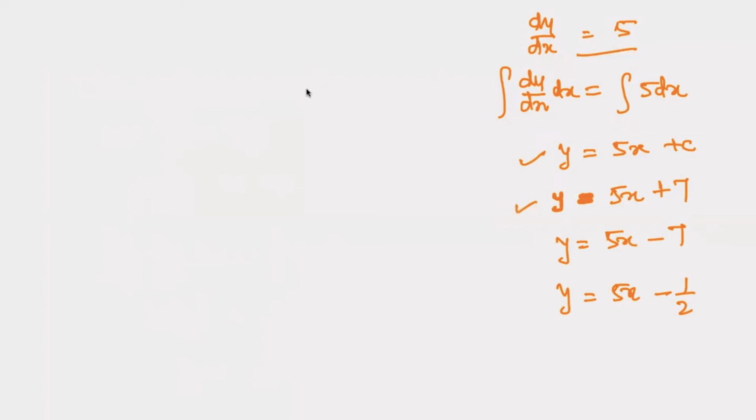When I differentiate this equation, again I'll get this. When I differentiate this equation, I'll get this. Okay, so there are lots of possibilities. That's the reason we are using the C over here.